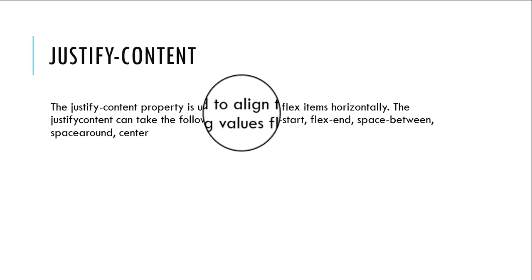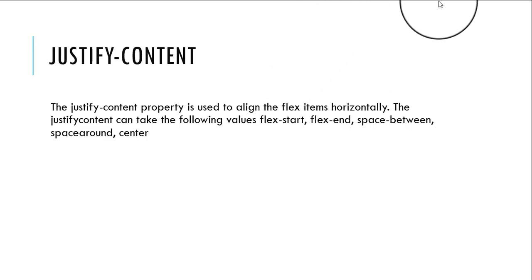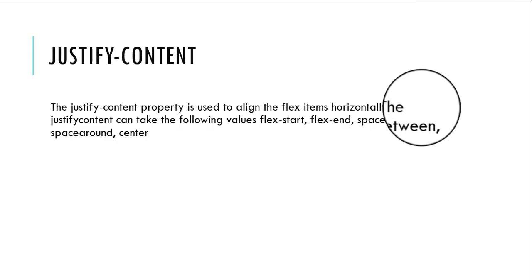We're going to look at the justify content property, and it is used to align items horizontally. The justify content can take different values, which are start and flex start, flex end, space between, space around, and even center. So let's look at this property quickly. Let's dive into our VS Code.